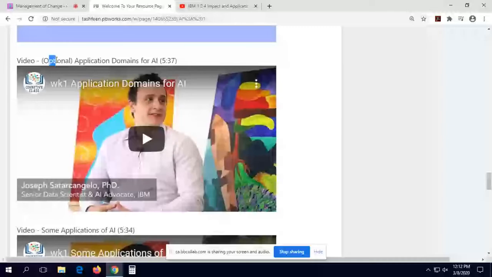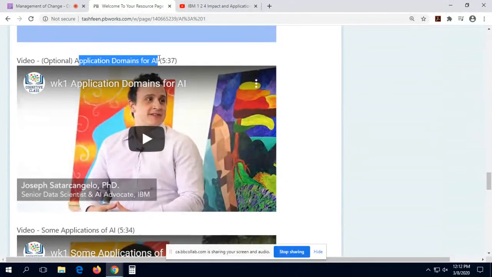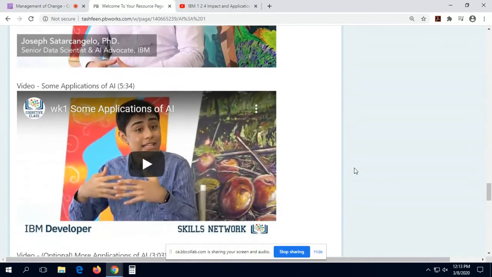But let me just go back to the website. As you are seeing on the screen, this is an optional clip. You should look into this, on application domains for AI. You guys have given a good amount of examples, but nothing is wrong in looking at these clips. This guy is a senior data scientist and AI advocate at IBM, so he's definitely going to give you some pointers which are worth looking at.